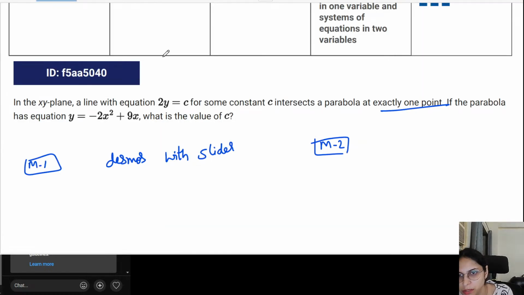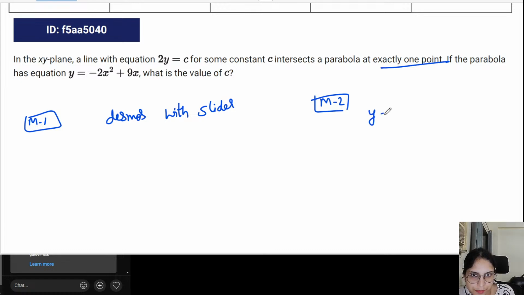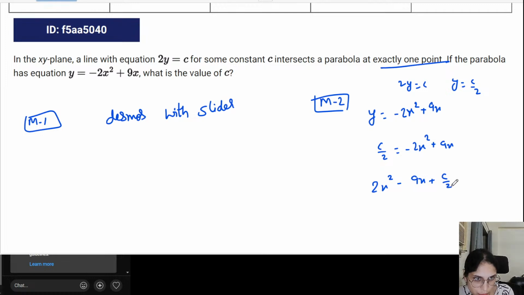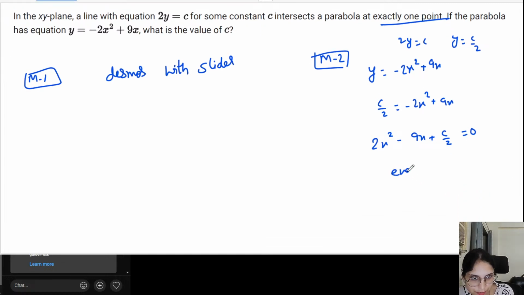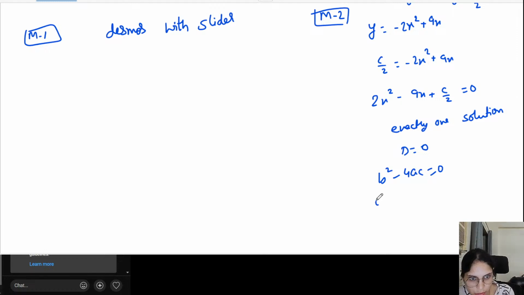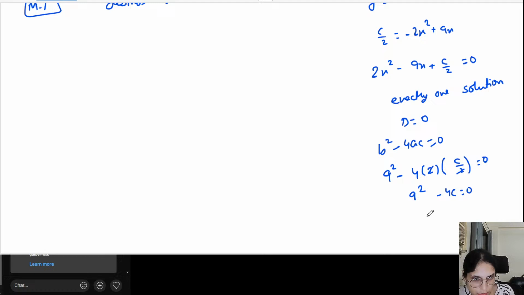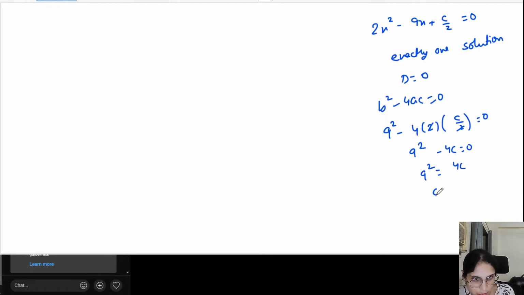Have I written the equation correct? Minus 2x squared plus 9x? Yeah. And 2y is equal to c. That means y is equal to c over 2. So we'll bring everything on one side. 2x squared minus 9x plus c over 2 is equal to 0. For exactly one solution, because you see we are not able to see what should be the answer, discriminant should be 0. B squared minus 4ac should be 0. B is 9, so 81. Or you can write 9 squared. That's also fine. 4 times 2 times c over 2. So 9 squared minus 4c is equal to 0. C is going to be 81 over 4.